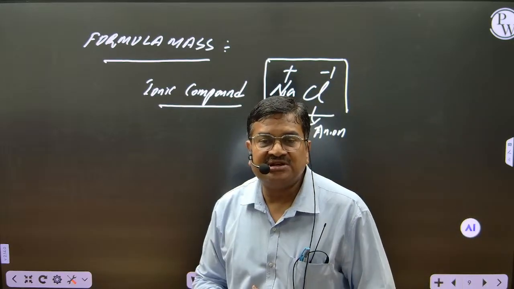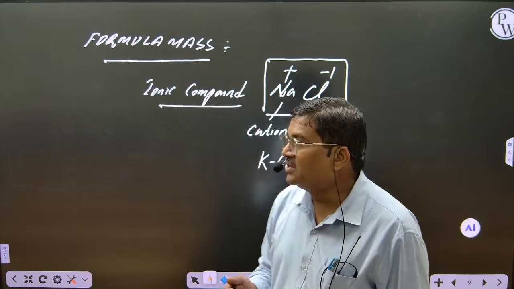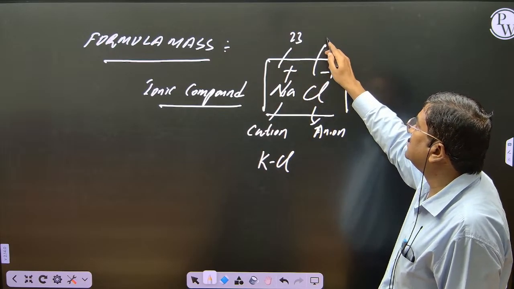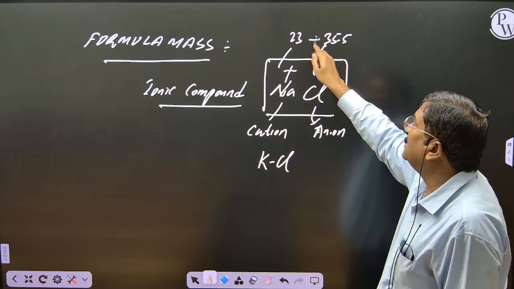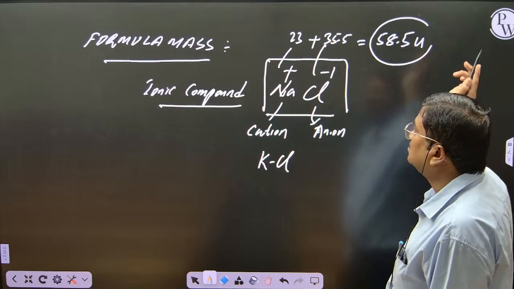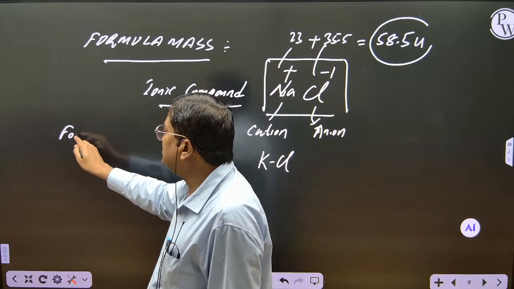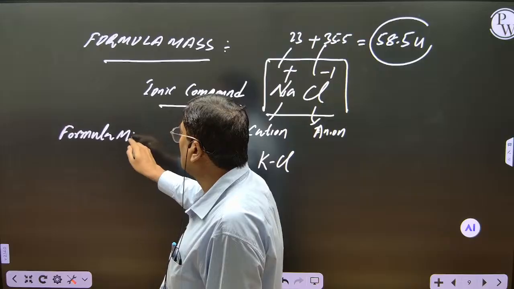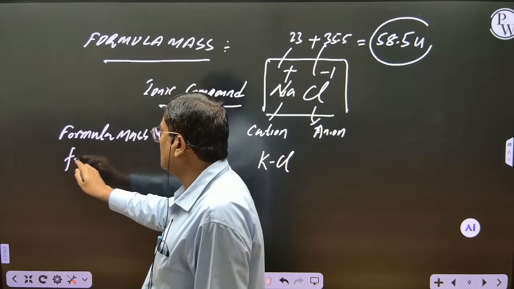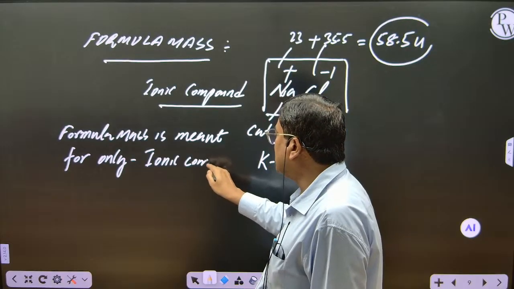How do I get the formula mass of sodium chloride? Same as what we did in molar mass, that means algebraic sum. Sodium atomic mass is 23. Atomic mass for chlorine is 35.5. When you add both of these, it comes 58.5. Unit will be the same, U. What is U? Unified mass. So here make a note: formula mass is meant only for ionic compounds having two oppositely charged ions.